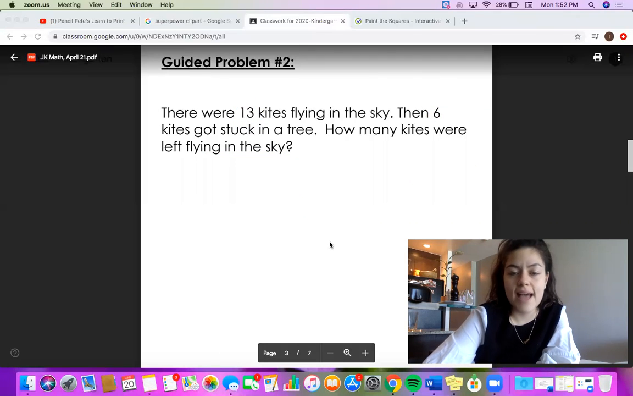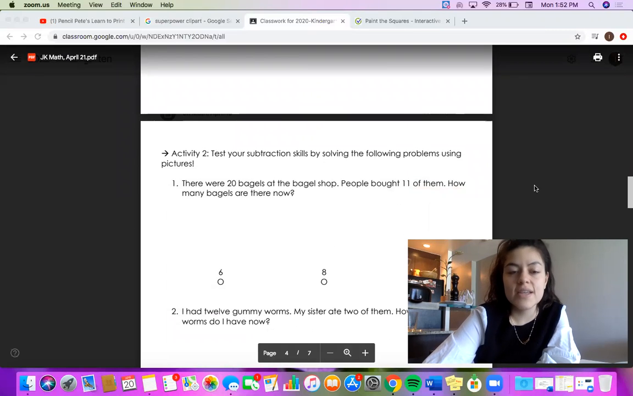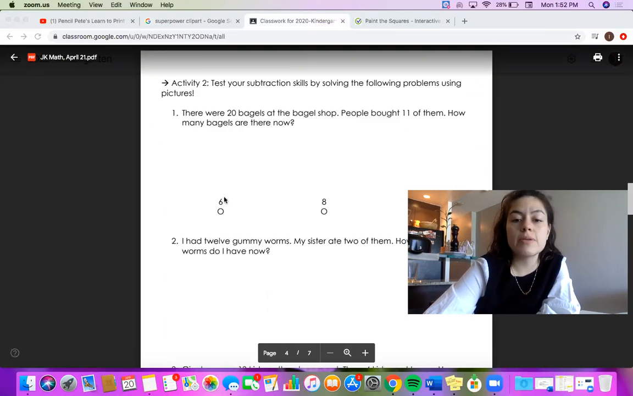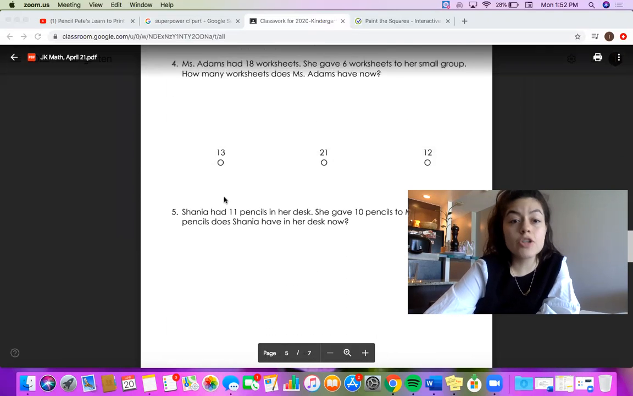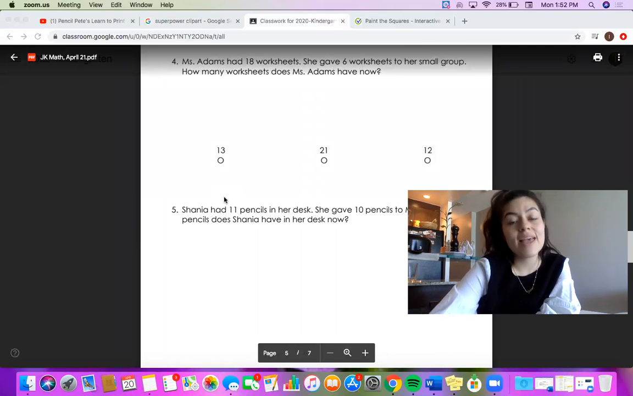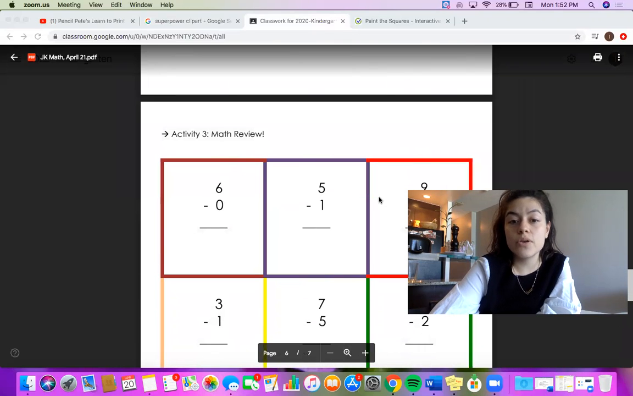All right, girls, I think you are ready to go at these problems by yourselves. So for activity 2, there are going to be 2 pages of word problems that you can read through with an adult. Make sure you take the time to read them slowly and to circle those numbers as you go along. And after that, there is some math review.